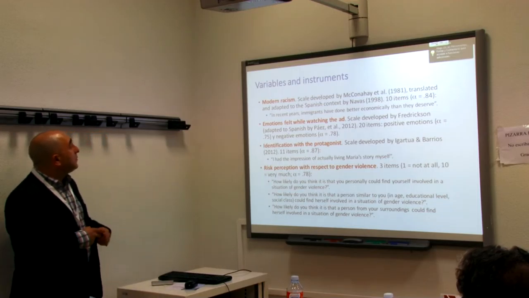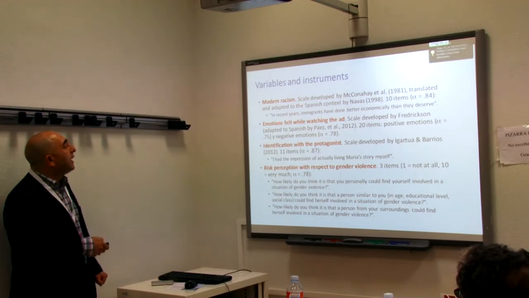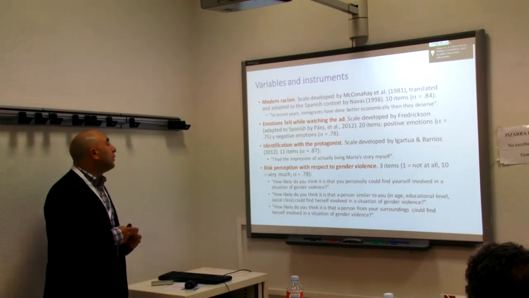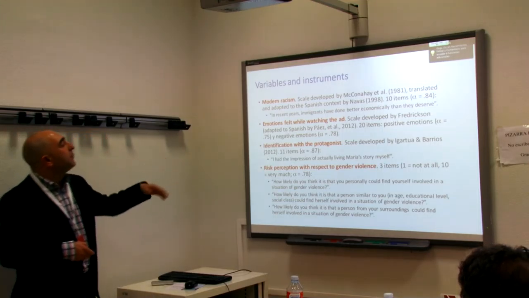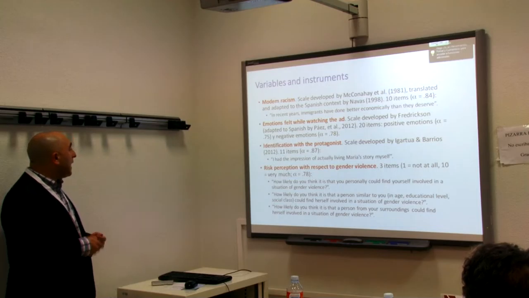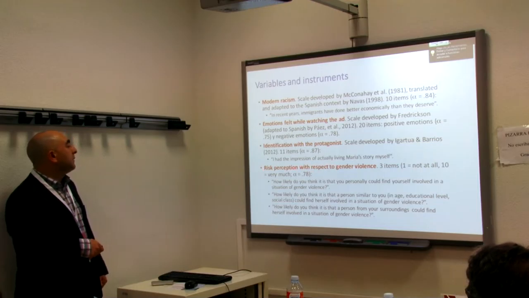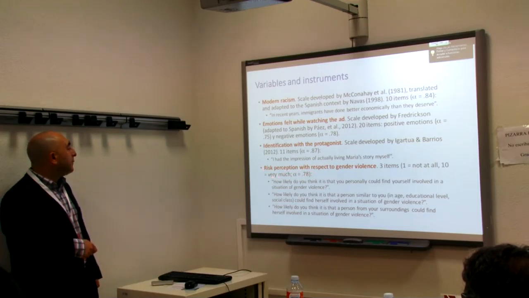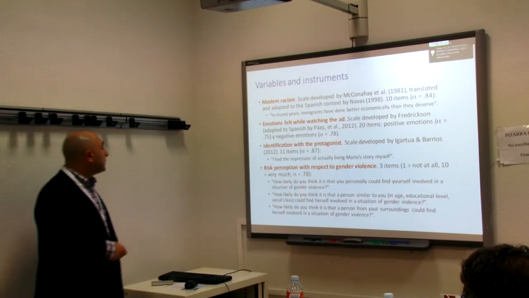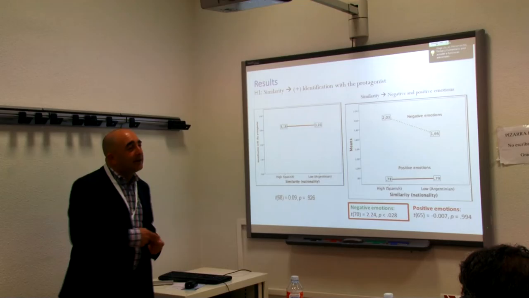Well, these are our instruments and variables. We have a scale to measure modern racism. You have an example here. We have another scale to measure emotions felt while watching the video. Identification with the protagonist is a scale developed by myself and a colleague some time ago. And finally, the measure of risk perception, our main dependent variable. You can see this is a measure with high reliability. And here are the results.